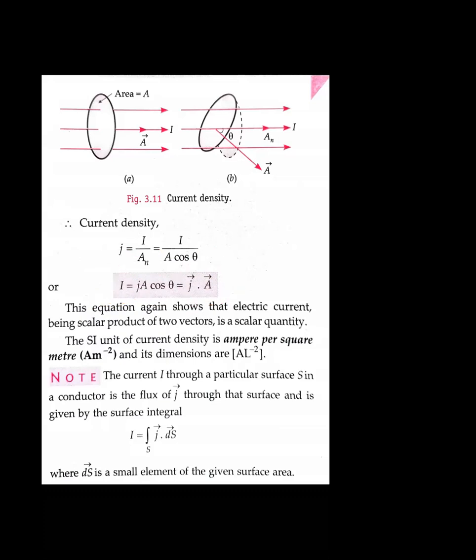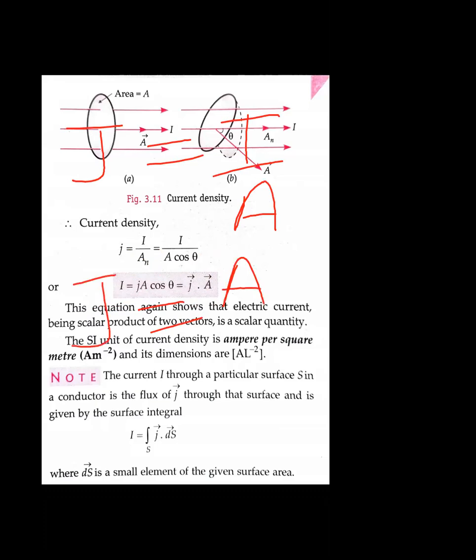Now let's talk about the unit of J. As we know, J equals I by A. We are aware that the unit of current is ampere, and the unit of area is meter square. So the SI unit of J is ampere m raised to minus 2. Right children? This is the SI unit of current density J.